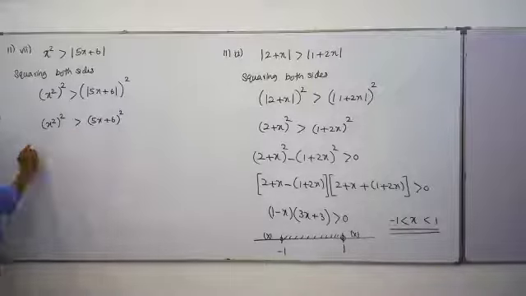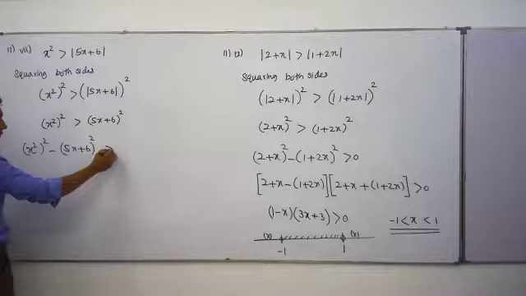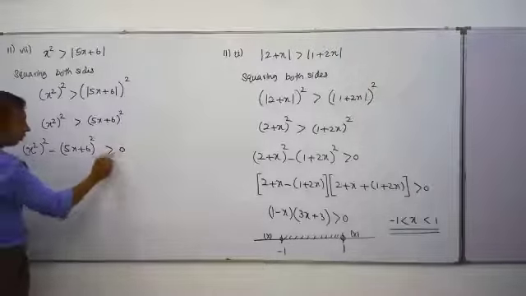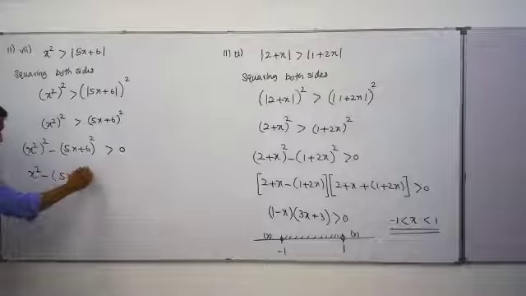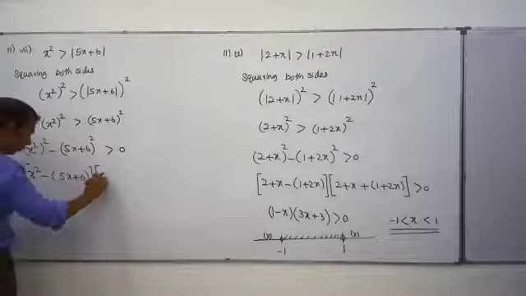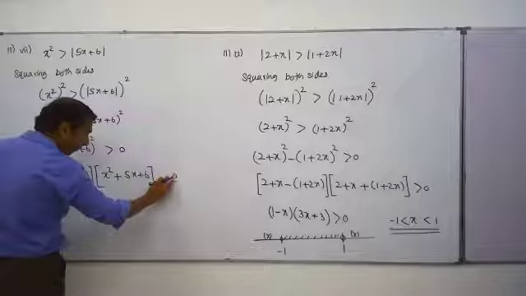Take this side. Now here we can consider this as difference of two squares. Here this is your a squared minus this is your b squared. A squared minus b squared factors a minus b into a plus b, right? A minus this into a plus b. This way.